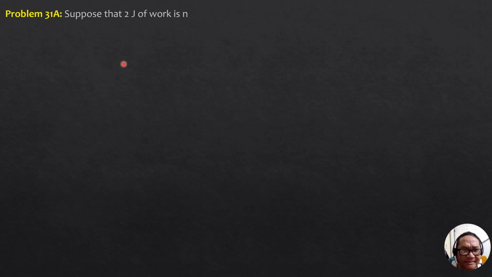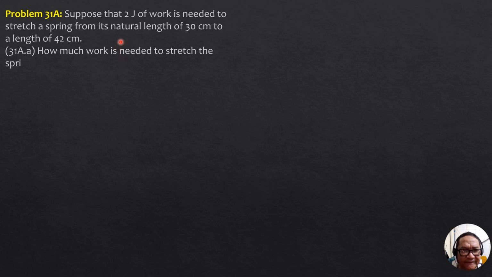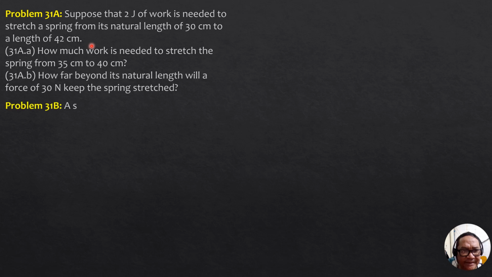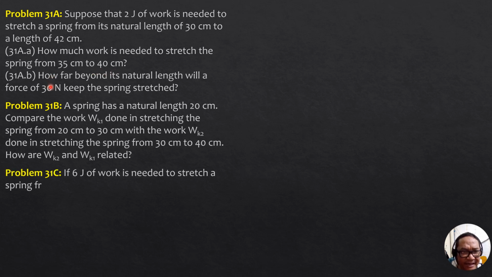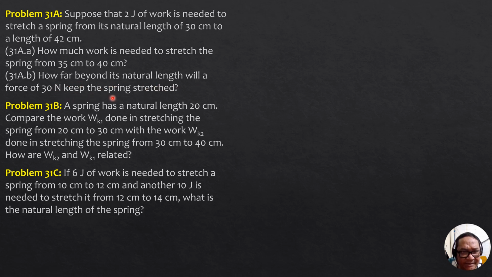So the first problem, suppose that 2 joules of work is needed to stretch a spring from its natural length of 30 centimeters to a length of 42 centimeters. How much work is needed to stretch the spring from 35 centimeters to 40 centimeters? Then B, how far beyond its natural length will a force of 30 newtons keep the spring stretched? So for part B, after we solve the spring constant, we used Hooke's law.